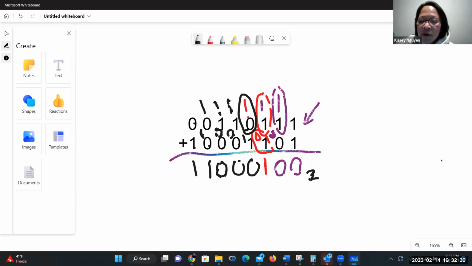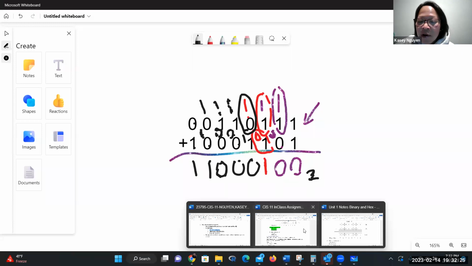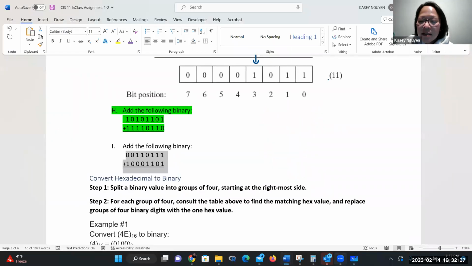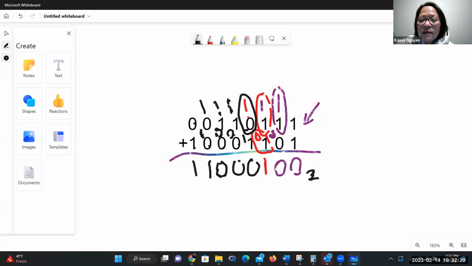Okay, so that's both of the addition exercises. Make sure we know how to do that for our quiz and exam.